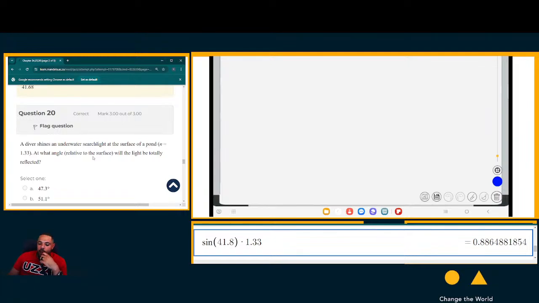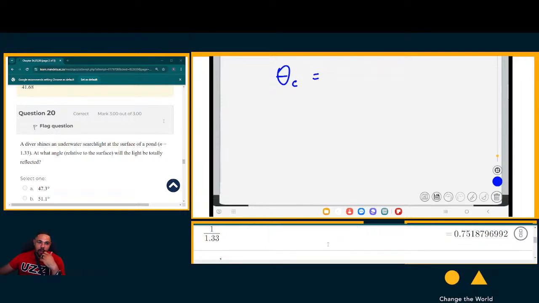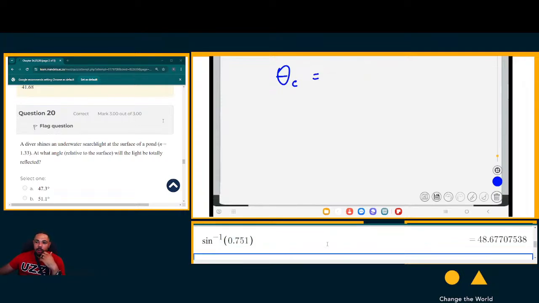At what angle relative to the surface? So we worked out that the critical angle, we are correct. We worked out that the critical angle is, what was it? 48 comma something. Okay, we are correct. I neglected a certain part of it. So we worked out that the critical angle is 48,67 degrees. So that's the critical angle.